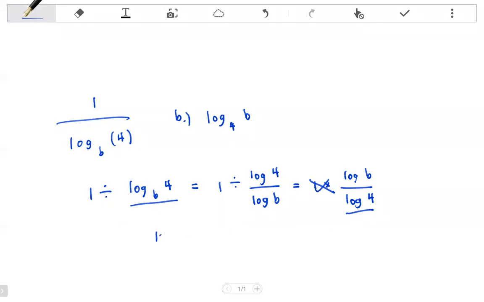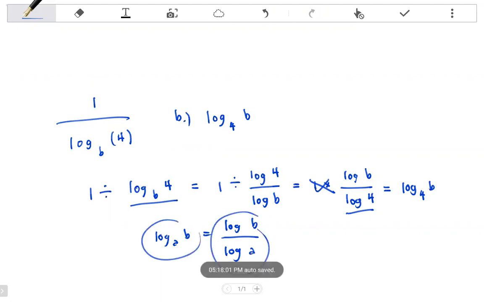So the change of base rule says log a to the b is log b over log a. And here we rewrite it as log 4 to the b, because we're coming from this step. Yeah, that's how you said it, right? And that was something we covered last lesson as well.